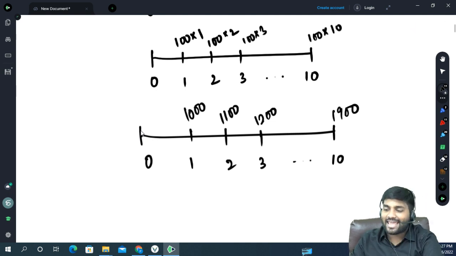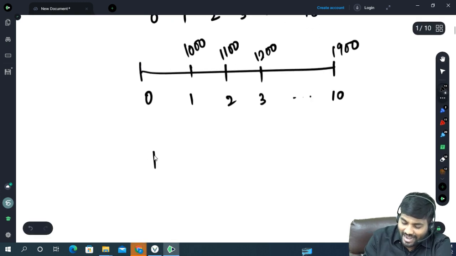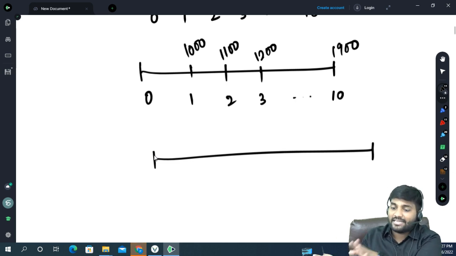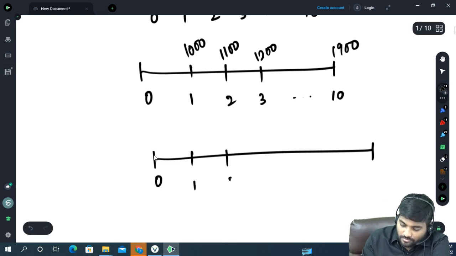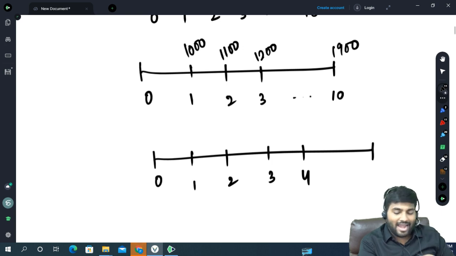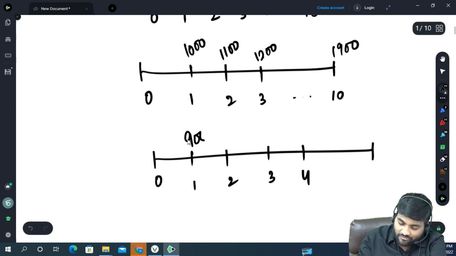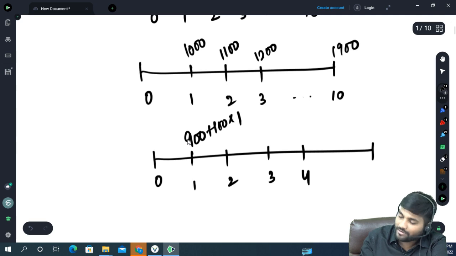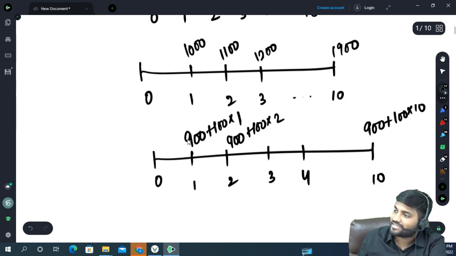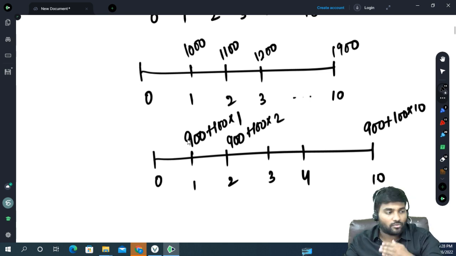So we'll rewrite it like this. We'll break this down into a level part and an increase part. So the first will be 900 plus 100 into 1. The next will be 900 plus 100 into 2 and so on. 900 plus 100 into 10. Is it clear? Yes or no? Copy all this down.